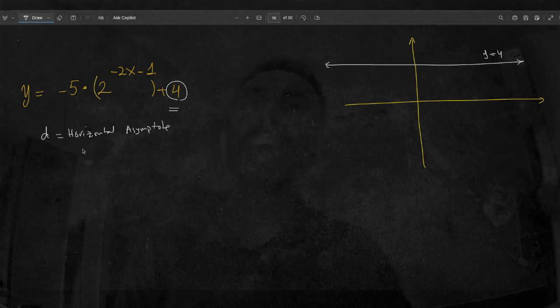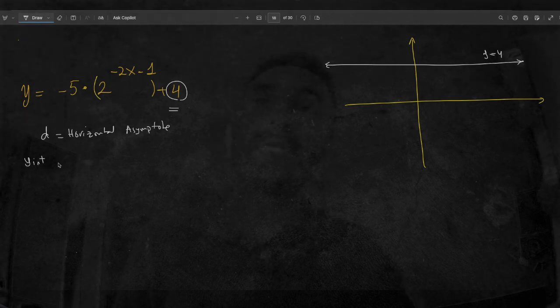Now I'm going to talk a little about the horizontal asymptote at the end. Maybe it's a question for some of you: why? What does it mean that 4 is a horizontal asymptote? Maybe at the end I'm going to explain a little more about this. But how can I find the y-intercept or the x-intercept, if there is any? So let's go and find the y-intercept.